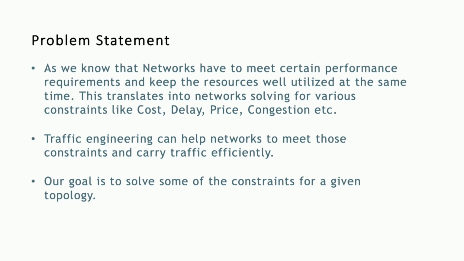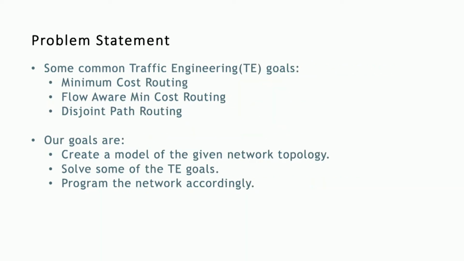A few goals around traffic engineering itself are listed over here. These are very generic goals. These are not all the goals, but these are the three goals we're going to focus on for the rest of the day. The first one is minimum cost routing. Minimum cost routing is where you're trying to find, in a network, a path between point A and point B with the minimum cost to go from point A to point B.